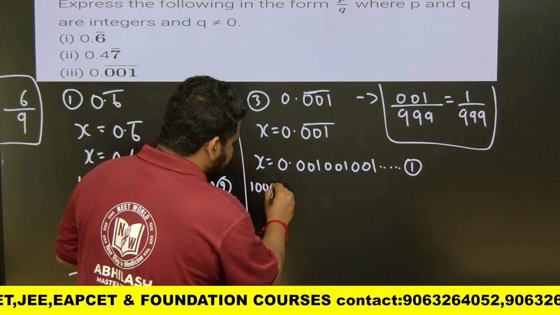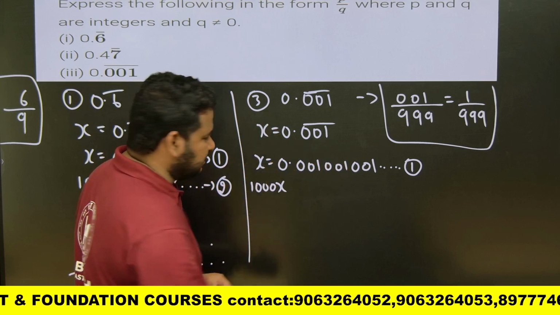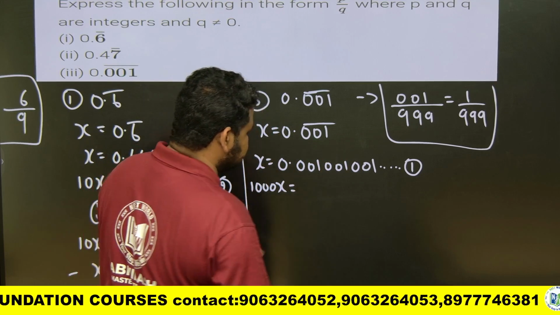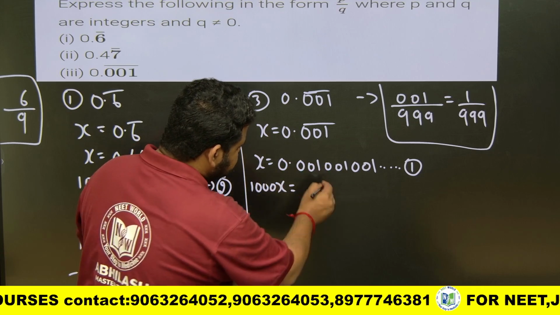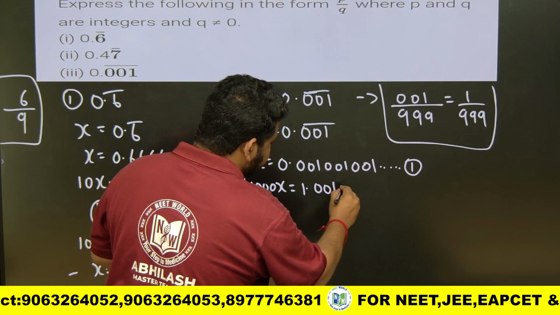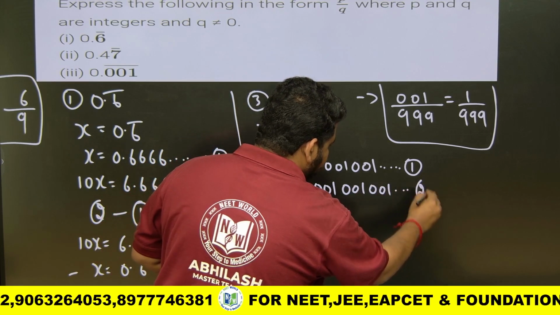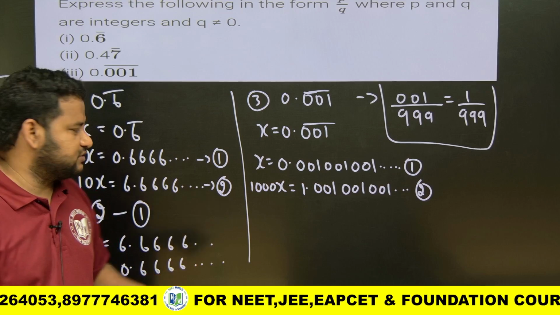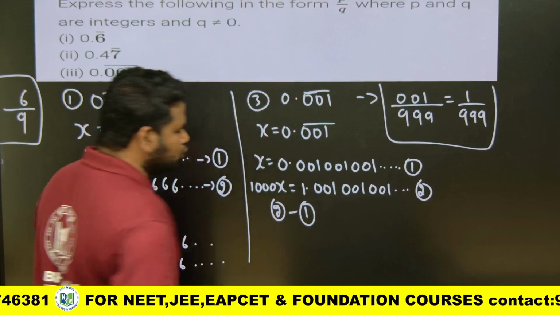Okay students, I hope you are able to follow. So I have to multiply this first equation by 1000. If I multiply the first equation by 1000, this 1 will come out, and here I will have 001, 001, 001. This will be equation 2. Now what should I do? Same procedure, 2 minus 1.